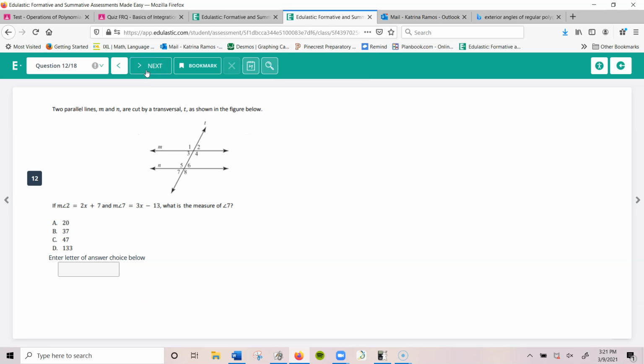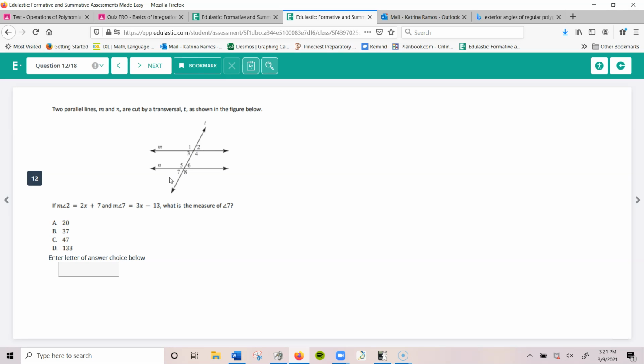Two parallel lines M and N are cut by a transversal T as shown in the figure below. If the measure of angle 2 is equal to 2x plus 7, and the measure of angle 7 is equal to 3x minus 13, what is the measure of angle 7?